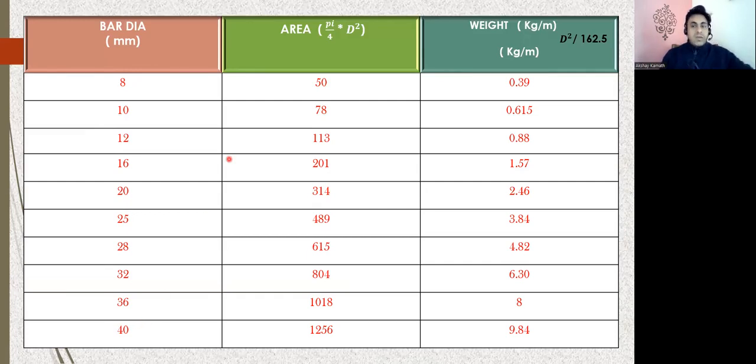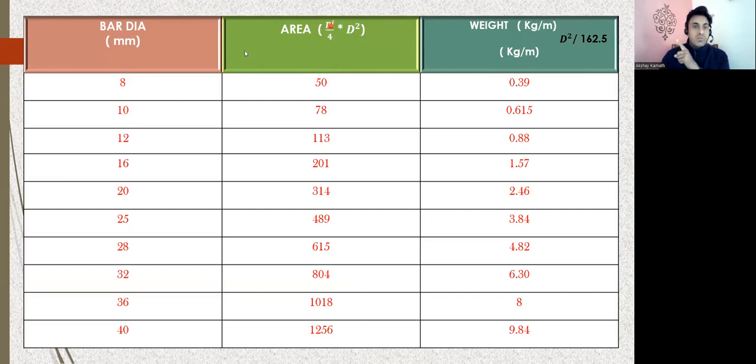We know this bar is circular in shape. So we know from mathematics that the area of a circle is pi by 4 into d square. In place of d, you put 8 mm here. If you do it manually, you'll get 50, somewhere close to 49. I have taken 50. In the same way, for the 10 mm bar, how do you find it?